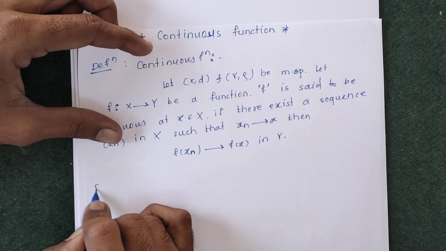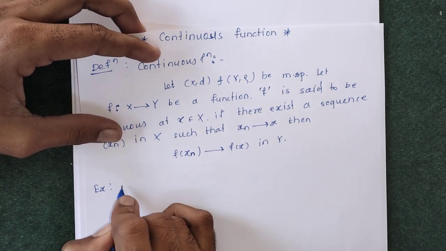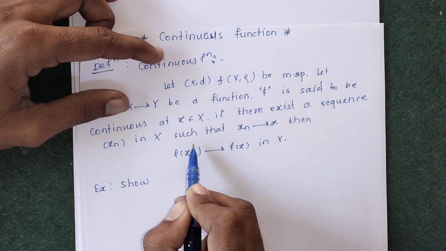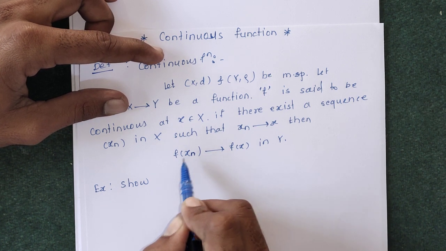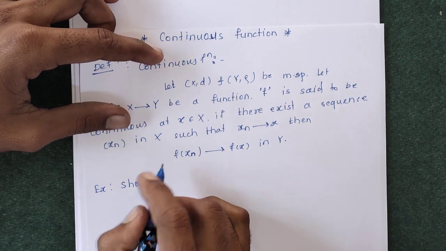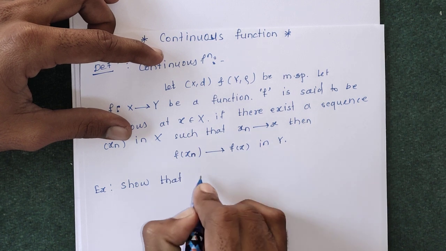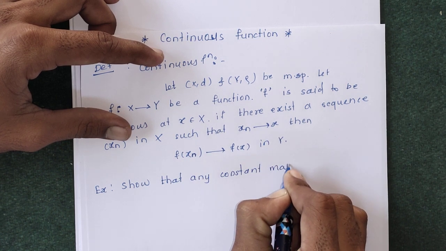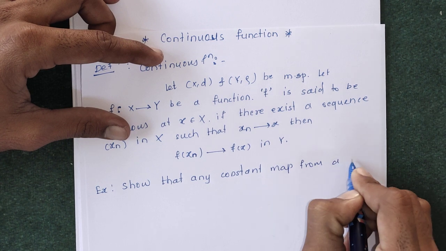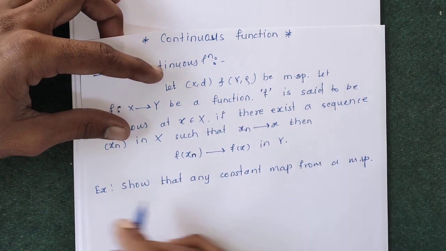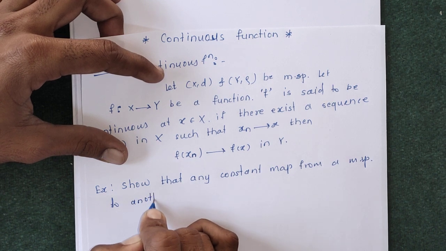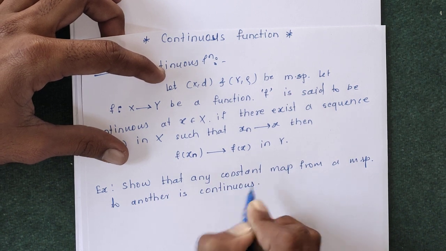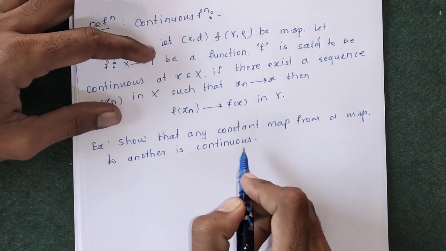Now we will solve some examples. So the first numerical is: this is the definition of continuous function, meaning function f is said to be continuous if the image of a sequence x_n which converges to x in X, the image of that sequence, f of x_n, converges to f of x in Y. Now show that any constant map from one metric space to another metric space is continuous.